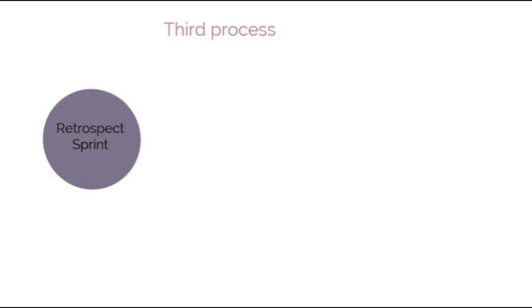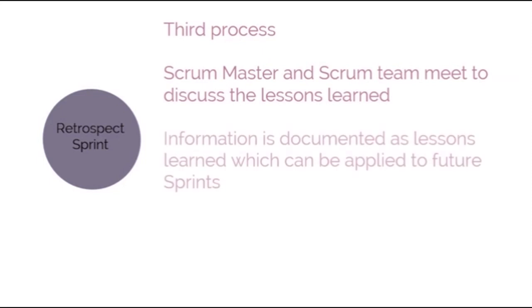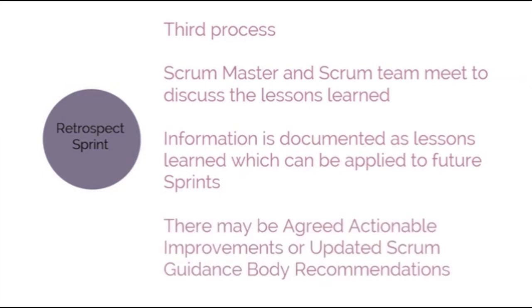The last process performed in the review and retrospect phase is retrospect sprint. In this process, the Scrum Master and Scrum team meet to discuss the lessons learned throughout the sprint. This information is documented as lessons learned, which can be applied to future sprints. Often, as a result of this discussion, there may be agreed actionable improvements or updated Scrum guidance body recommendations.